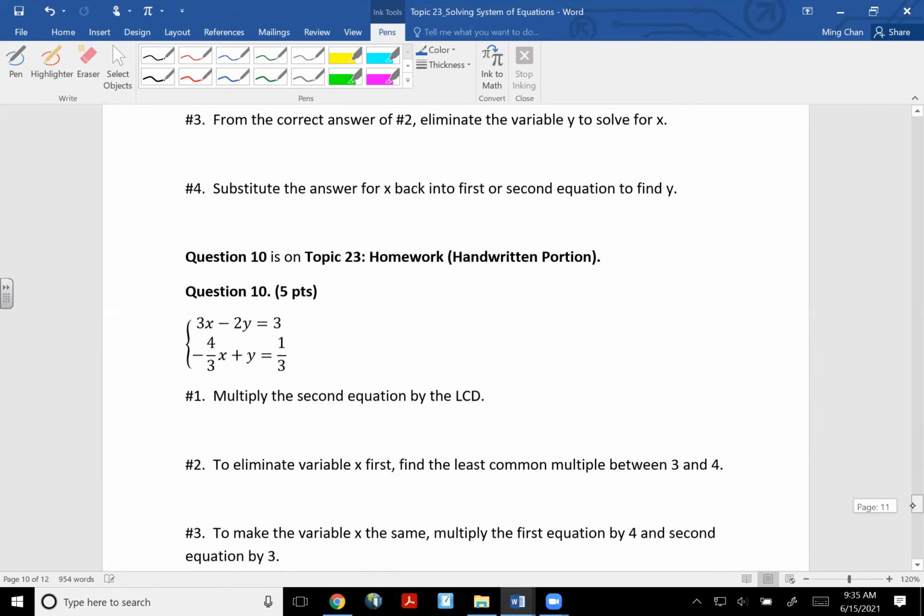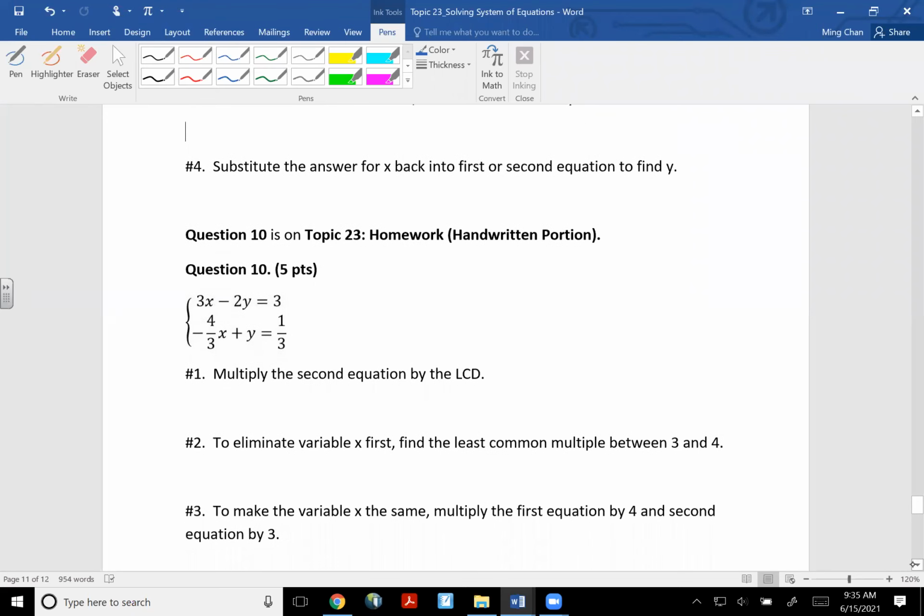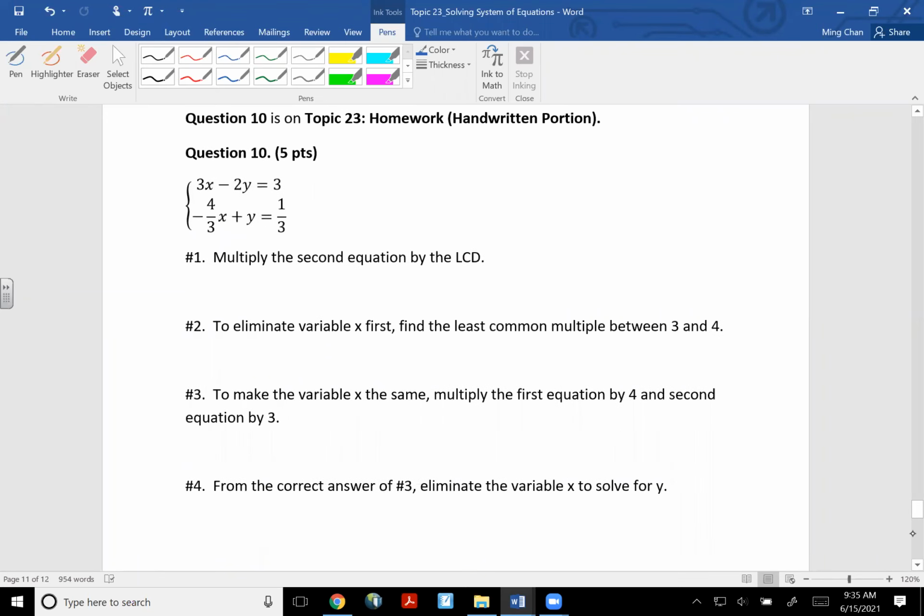Number 10, multiply the second equation by the LCD, which is 3. So you multiply every term by 3. Then I want you to eliminate the variable x. Find the least common multiple between 3 and 4, which should be 12, right? To make the variable the same, multiply the first equation by 4 and the second equation by 3. In this example, I want you to eliminate x, just like what I showed you earlier. From the answer you get in number 3, eliminate variable x so you can solve for y.